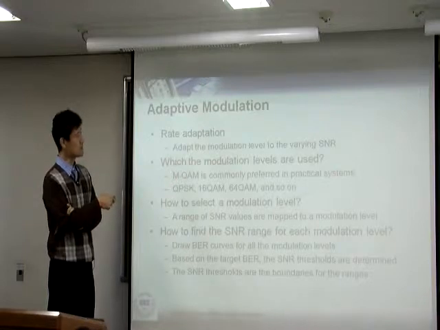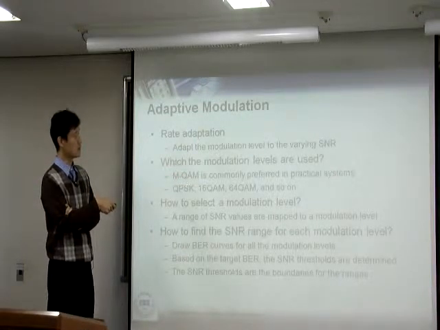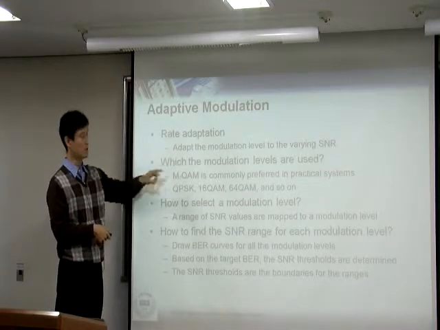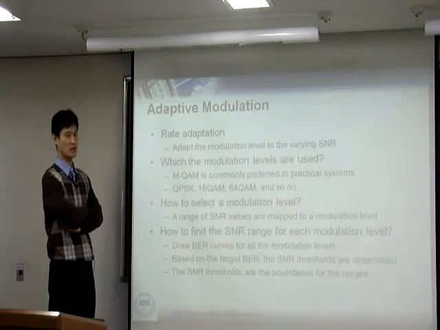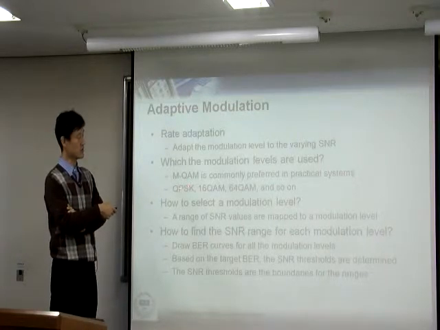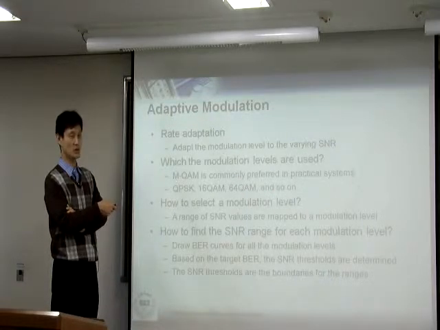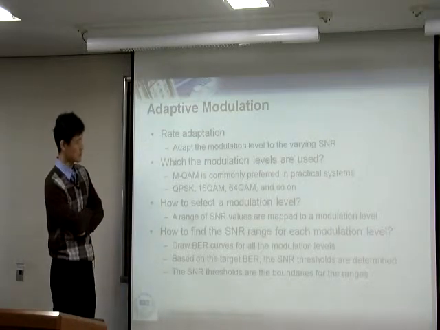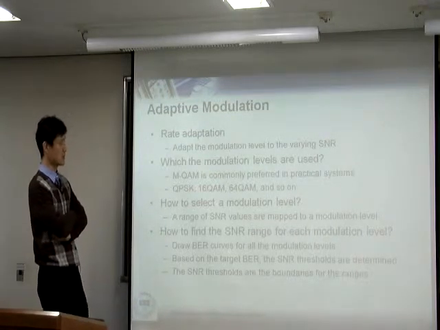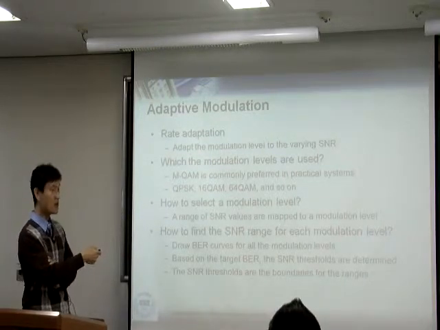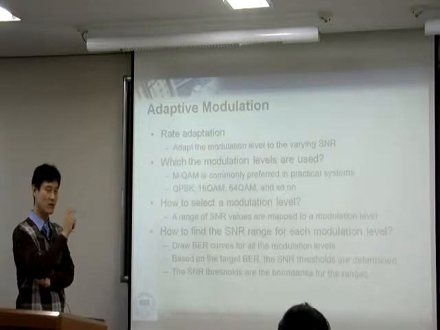Typically for adaptive modulation, we think about M-ary QAM modulation. That's the most common one. M-ary QAM modulation is like QPSK, 16 QAM, 64 QAM, and those things. These are popular modulations to be used as adaptive modulation. Now, let's say I want to use these 3 modulations. In other words, I want to have 3 levels.